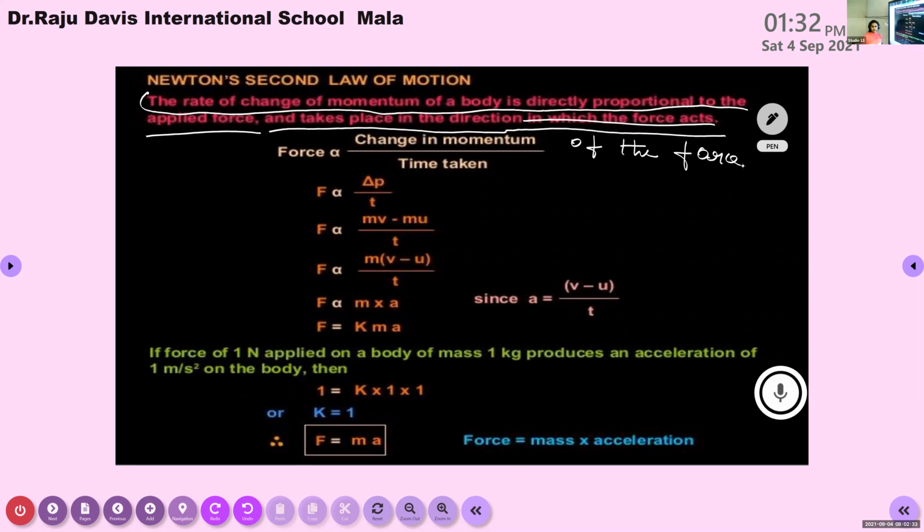According to Newton's second law, it is the rate of change of momentum, not simply the momentum, that is directly proportional to the applied force, that is, the force acting on the object. And that change takes place in the direction of the applied force. The rate of change of momentum of a body is directly proportional to the applied force and takes place along the direction of the force.